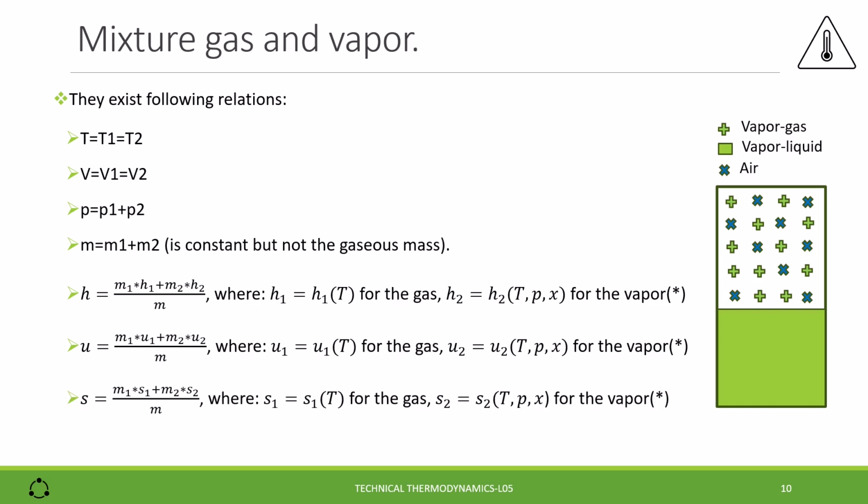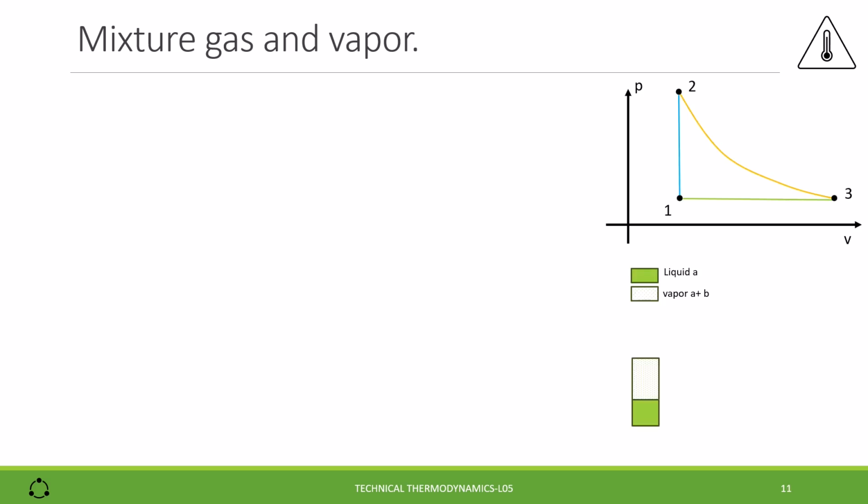We remember that in the superheated region, enthalpy as well as internal energy and entropy is a function of temperature and pressure, while in the saturated region it is a function of temperature and steam quality or pressure and steam quality. We do an example that is a mixture of steam and air.